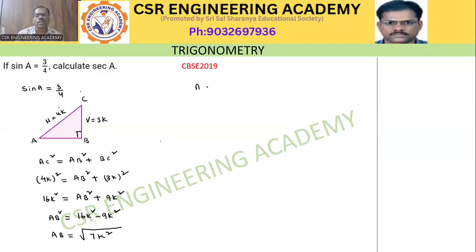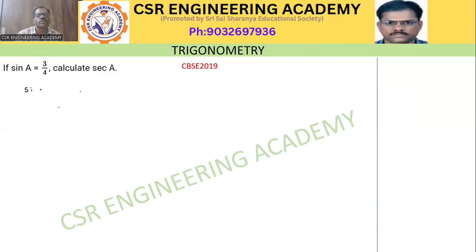AB is equal to root of 16K square minus 9K square, that is 7K square. AB is equal to root 7K. Secant A is equal to hypotenuse by base, that is equal to 4K divided by root 7K, that is equal to 4 by root 7.